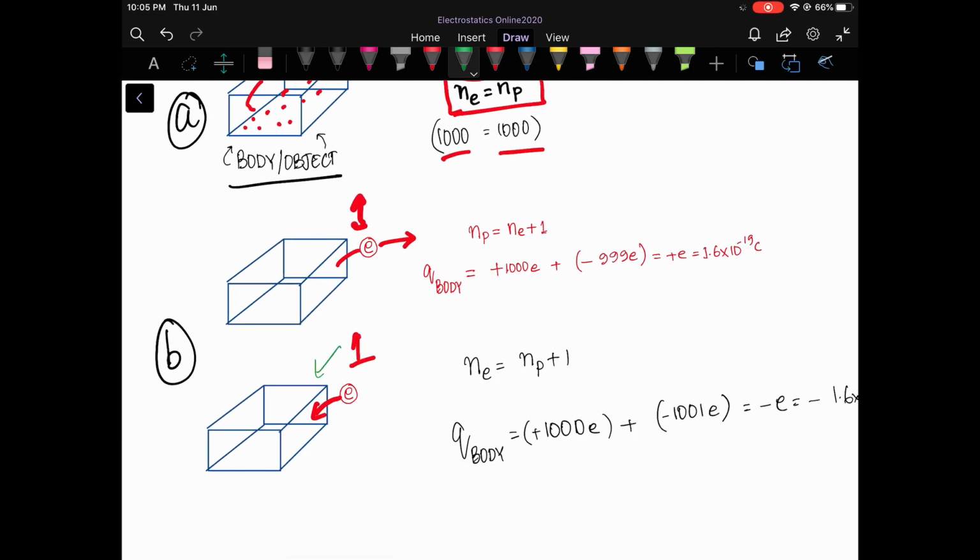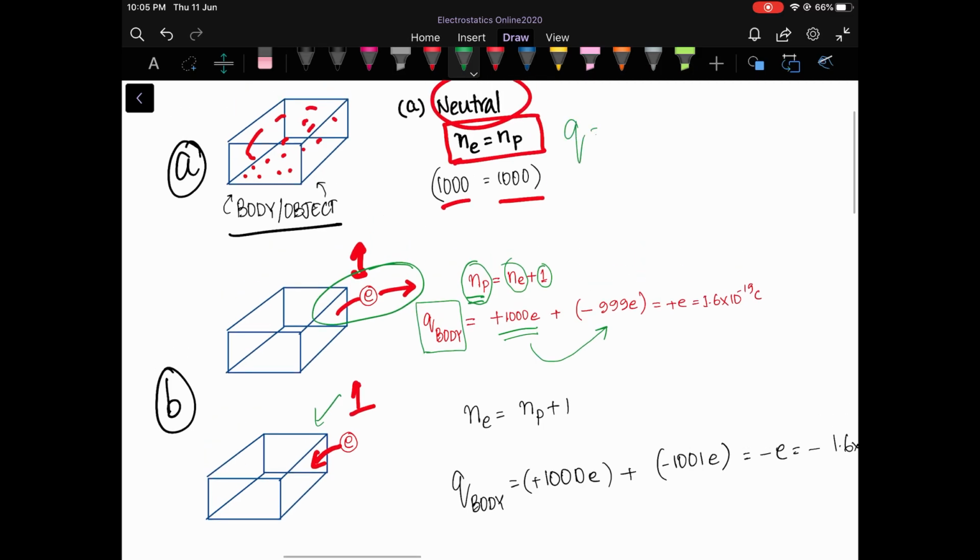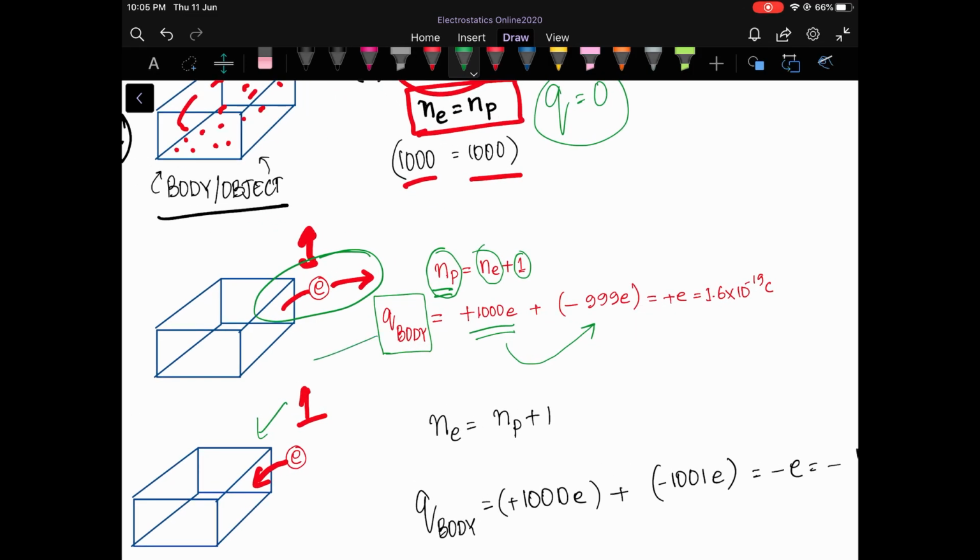If it loses one electron, the number of protons will still be 1000, but the number of electrons will become one less, or I can say the number of protons is one greater than the number of electrons. If you calculate now the total charge on the body, earlier the total charge was 0 because you see they had equal numbers, but now after losing one electron, we will get 1000 minus 999, we will get 1, or let's say plus 1e. That is your plus 1.6 into 10 to the power minus 19 coulombs. So the body is charged to this value.